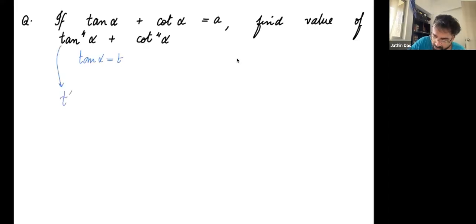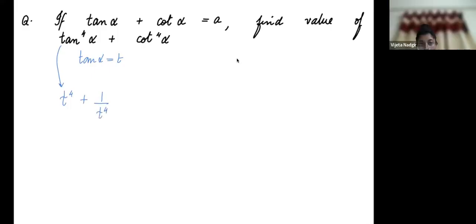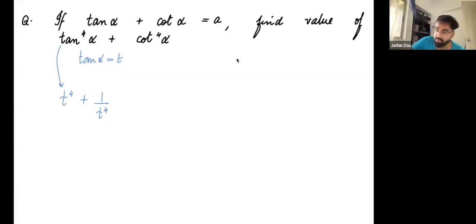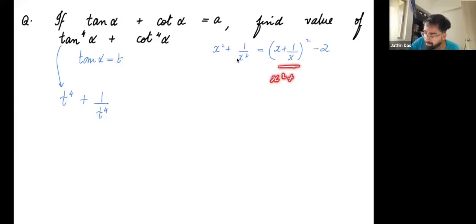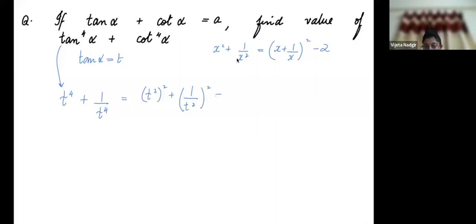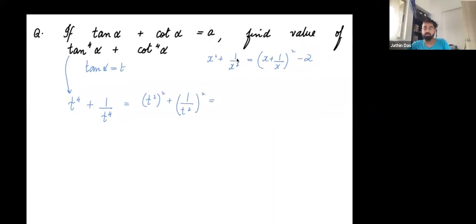So what will this be? t raised to 4 plus 1 by t raised to 4. So first you express this. You know this, no? I think you might have studied it in 9th standard. x square plus 1 by x square is (x plus 1 by x) whole square minus 2. You remember? You expand this, what do you get? x square plus 1 by x square plus 2, minus 2. So mil gaya ye. So this is whose square? This is t square ka square. Now you can try. Try on this basis and let me see what you get.